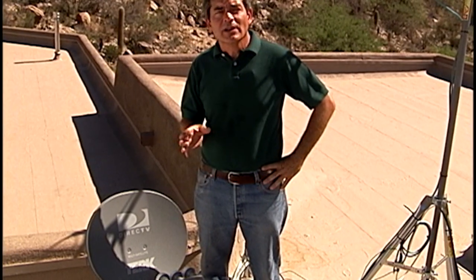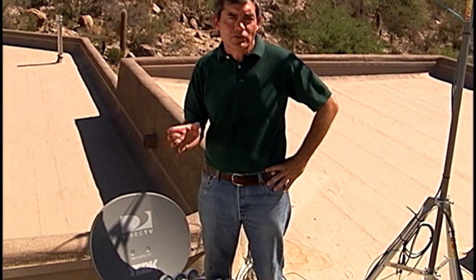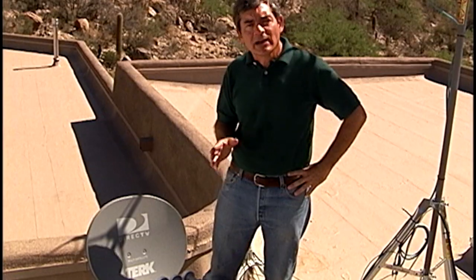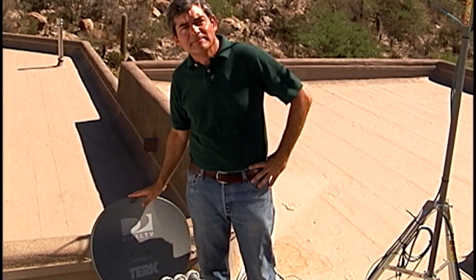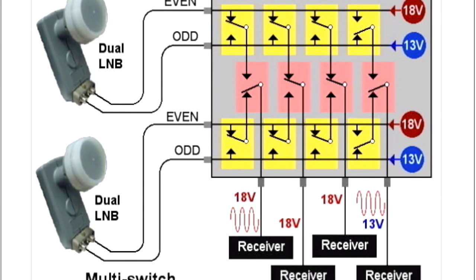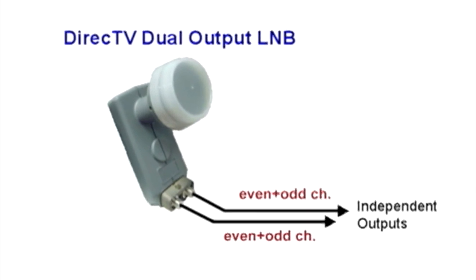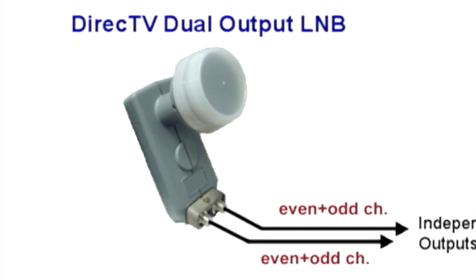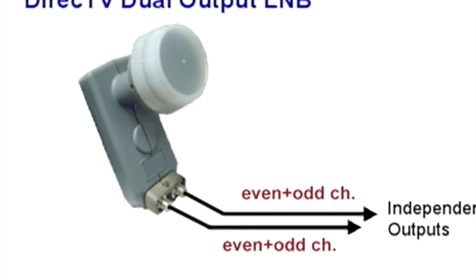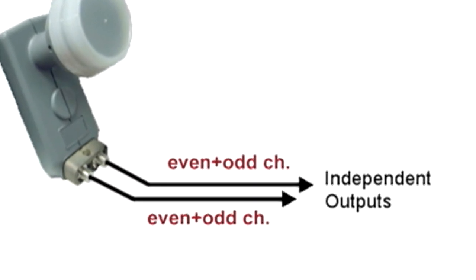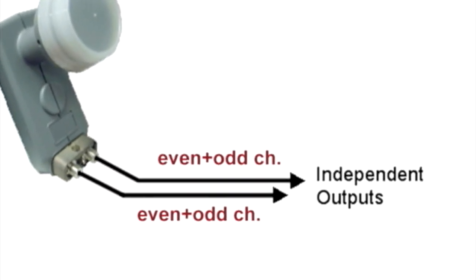Basically, a multi-switch allows every receiver to view any transponder channel on any satellite that the antenna can see. A typical DirecTV multi-switch receives the polarity voltage and a tone from each receiver and switches the appropriate left or right channel from the correct LNB to that receiver. This requires a dual output LNB. The LNB has 2 connectors that output the left and right-hand polarized transponder channels at the same time. These are very common on new satellite antennas.